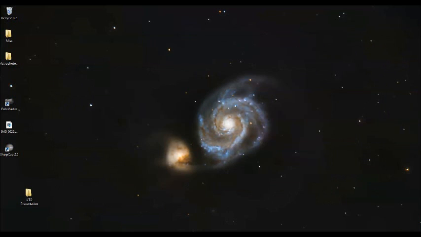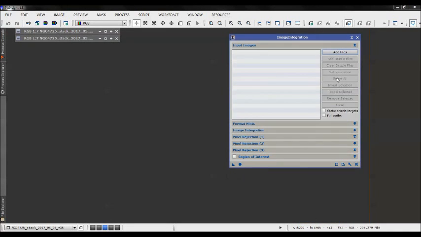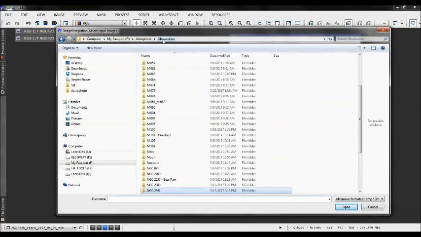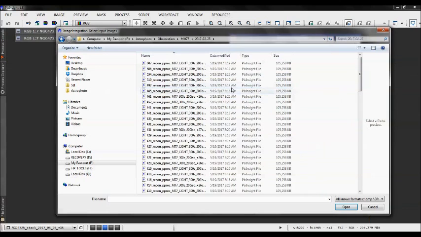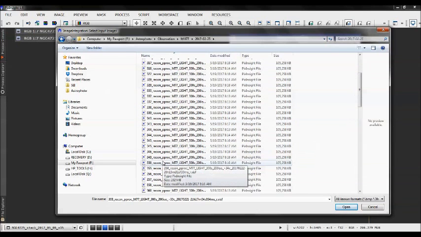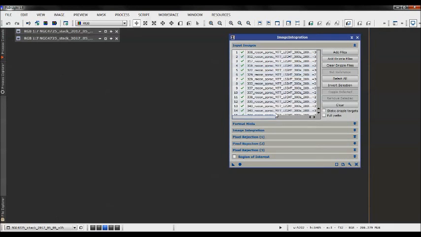Let's take a look at PixInsight. So now if I'm in the image integration script and I want to add files, I can move over to the M77 directory, and it's very easy here to just select those files that I want to select for integration. And now I know that I've selected files that have a full width half maximum less than 3.5.